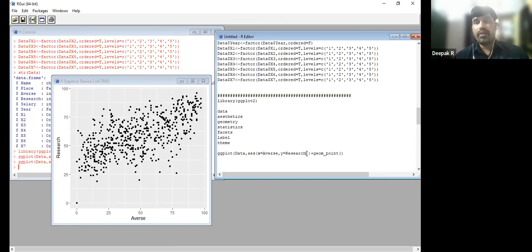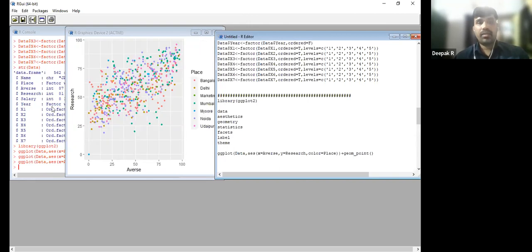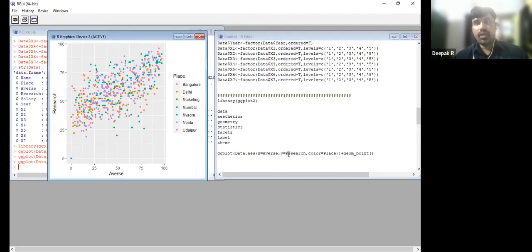But if I would like to understand more about this data, what I can add is color to it. So I would like to come up with a color, wherein the color is based upon the place, for example. If I take the place, I am able to look at where all the investors are, and specifically, if I have collected the data across various places, what kind of investors are across various places.